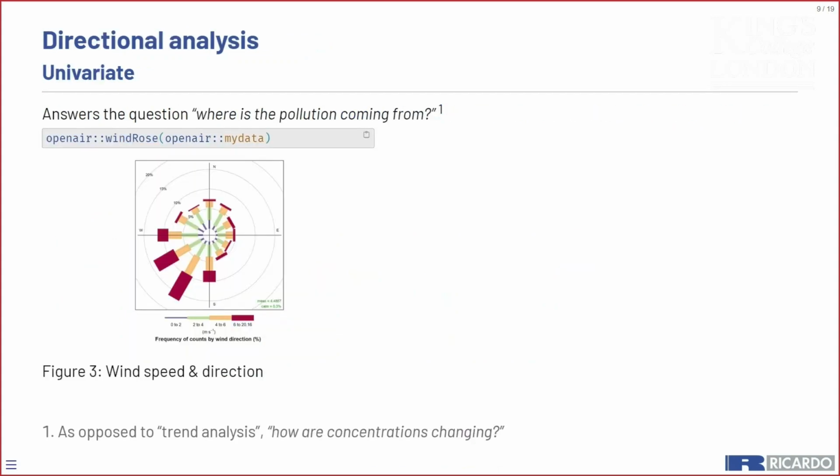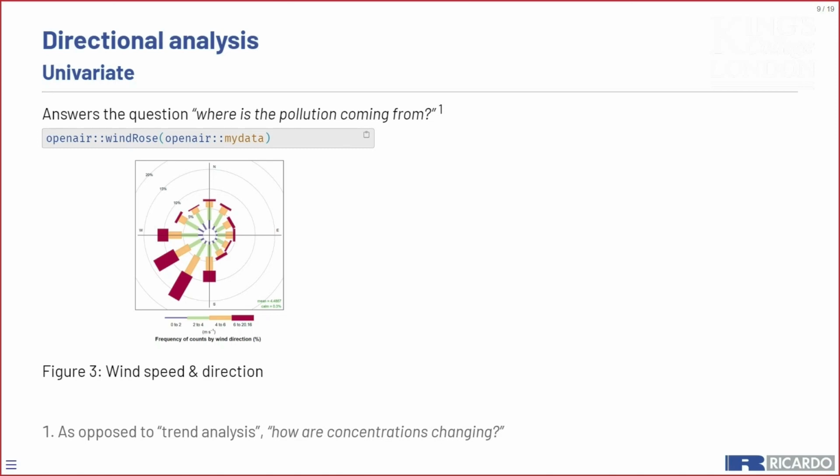So the key thing I really wanted to talk about is how we're doing advanced directional analysis. The obvious one is the trend analysis, right? How are things changing? Broadly, they're getting better, I'm sure you're happy to hear. But directional analysis is the more interesting one, which is where the pollution we have, where's it coming from?